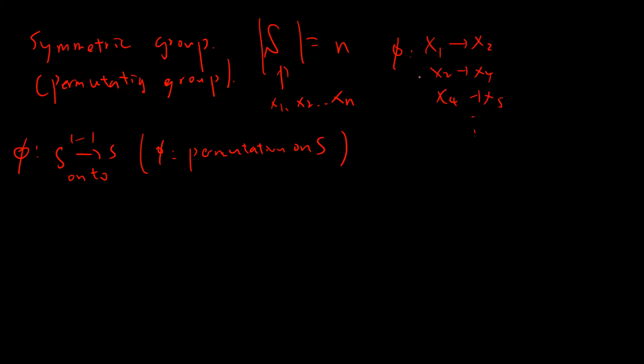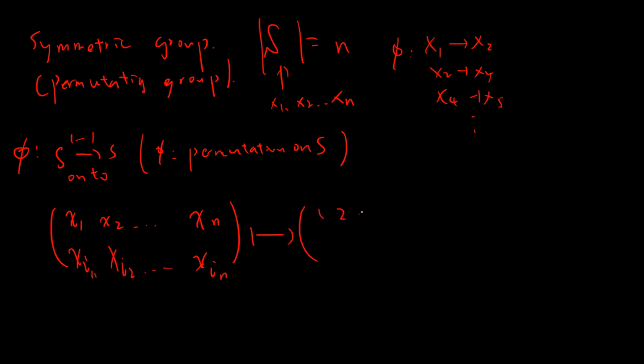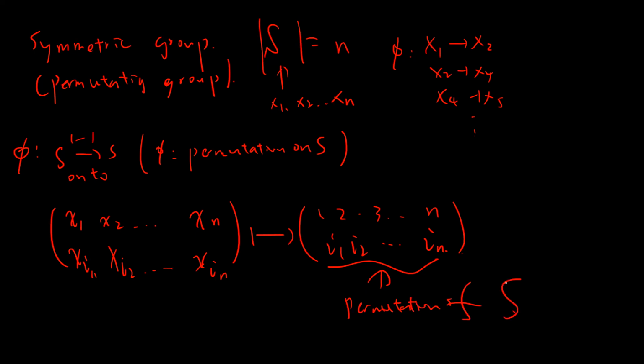Okay, but this writing symbol is cumbersome, right? So people like to write x1, x2, up to xn, and then you just map to xi1, xi2, up to xin. Okay, but this is still cumbersome, so we can reduce this to 1, 2, 3, up to n, and i1, i2, up to in. And these are just a permutation of S.